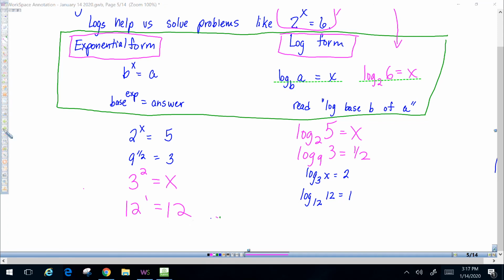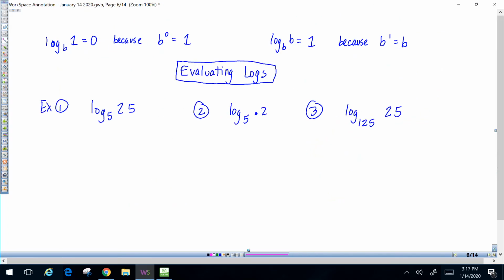Okay. So, I have one we just did. I want to point this out. When the base and the answer part are the same, it equals 1, just like the one we did. 12 to the first equals 12. So we had log base 12 of 12 equals 1. Because if the base and the answer part are the same, a base raised to the first power equals itself.